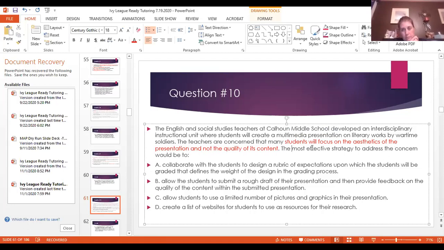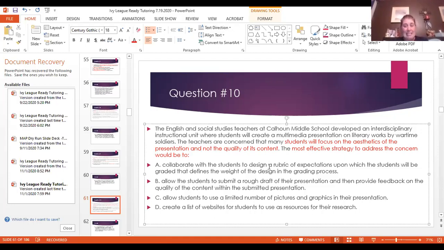The most effective strategy to address the concern would be to A, collaborate with the students to design a rubric of expectations upon which the students would be graded. B, allow the students to submit a rough draft of their presentation and then provide feedback on the quality of the content within the submitted presentation. C, allow students to use a limited number of pictures and graphics in their presentation. Or D, create a list of websites for students to use as resources for their research.